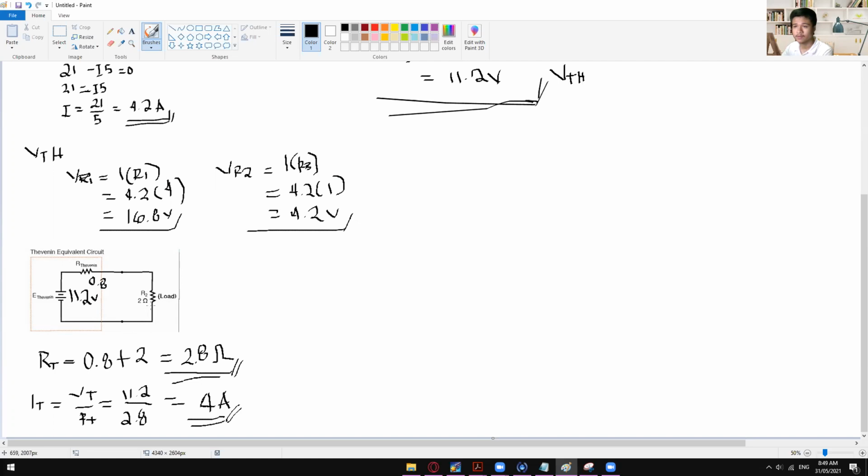Or we can actually also get the voltage drop across R Thevenin and then the voltage drop across R2. So we are going to get the VR2 right here. We need the I total, which is 4 amps, and then the value of R2. So I total is 4 amps times R2, which is 2 ohms. So the voltage drop across R2 is 8 volts. And for the current on R2, of course, it's the same as the I total since we only have one flow of current, since they are in series. So yeah, there you go.